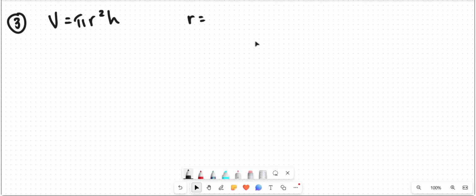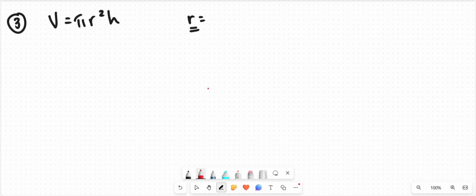In example 3, we're given the volume of a cylinder, which is pi r squared times height. What we're asked to do is to make r, the radius, the subject. So what do I do first?